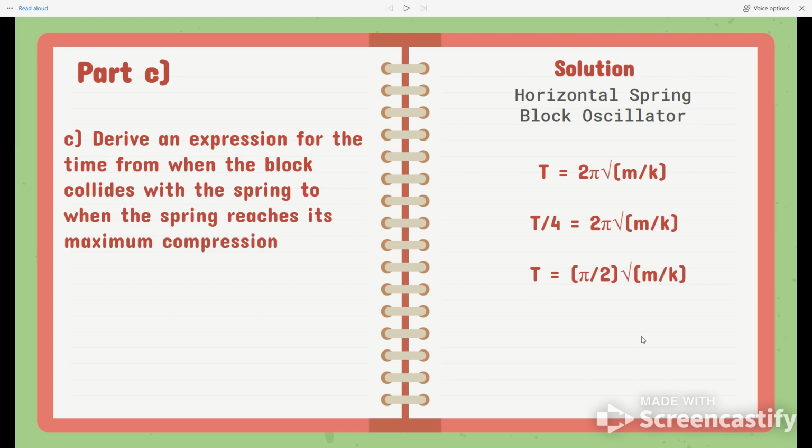So T over 4 is equal to 1/4 times 2 pi times the square root of m over k. Multiplying through, 2 over 4 becomes pi over 2 times the square root of m over k. And this is really the time that we're looking for, because this is when the spring will reach its maximum compression. So this equation here is our answer to part C.